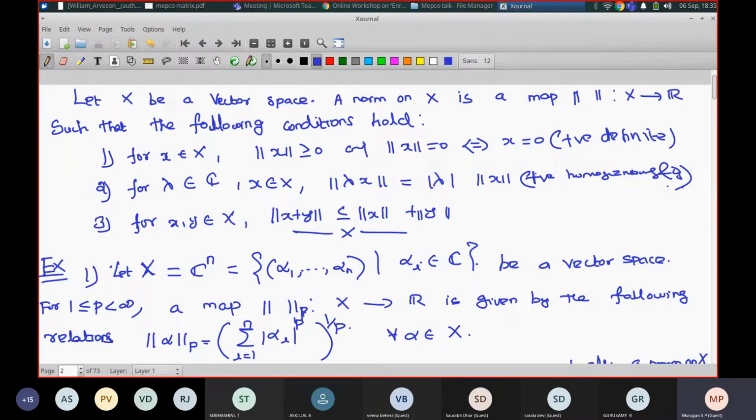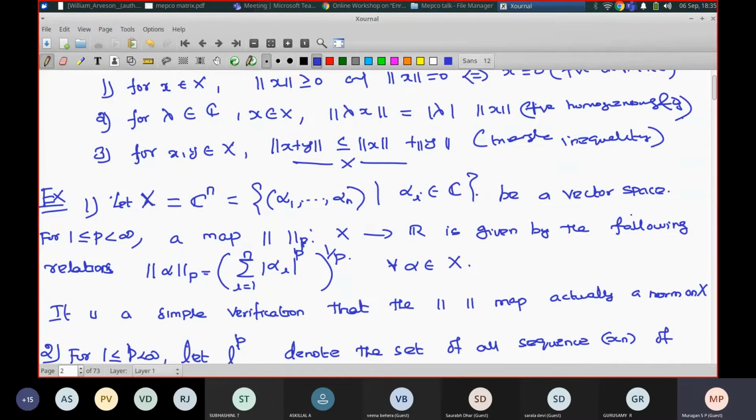For x, y belonging to X, the norm of x plus y is at most the norm of x plus the norm of y. This is called the triangle inequality. Okay, so let's see some examples of normed linear spaces.